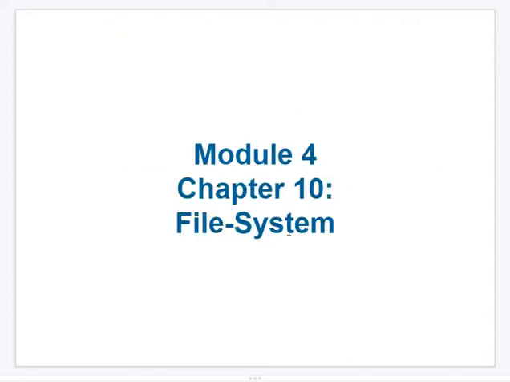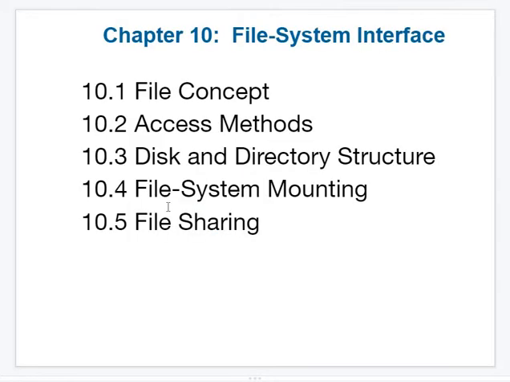In the previous session we started module 4, chapter 10, the file system. We have seen the file as a concept and access methods: read, write, read from the beginning, write from the beginning, and continuing where we stopped writing in the previous session. We have studied all of these. Today we'll go with the disk and directory structure.